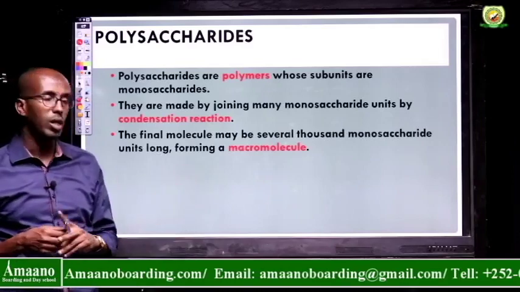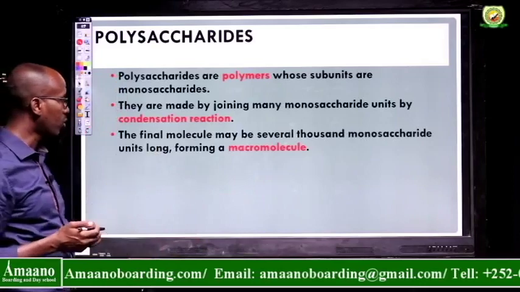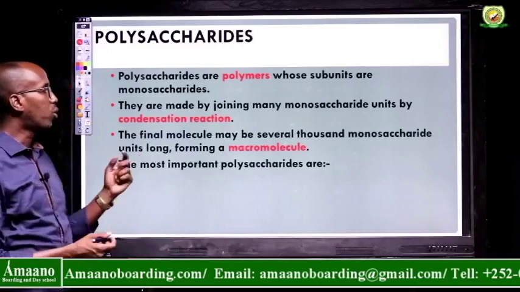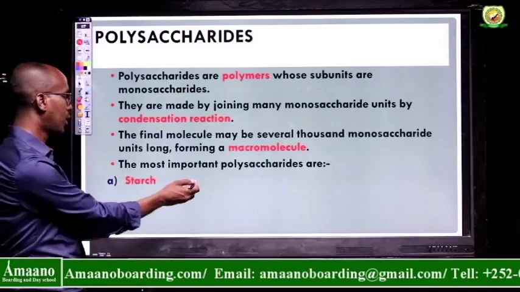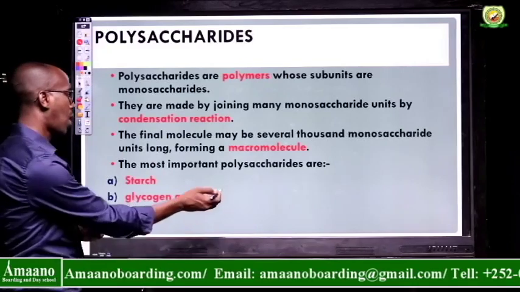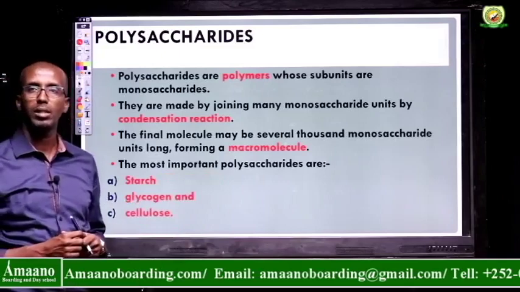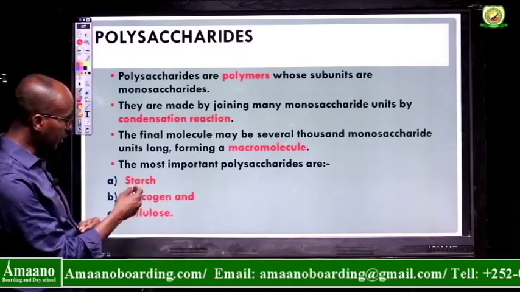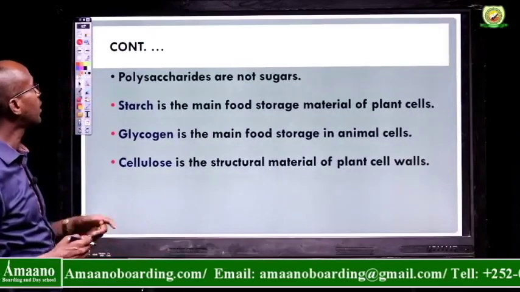We will see, inshallah, some examples of polymers as well as macromolecules. The most important polysaccharides are starch, which is found in plants, glycogen, which is found in animals, and cellulose, which is found in plant cells. Let's see some importances of these three types of polysaccharides.